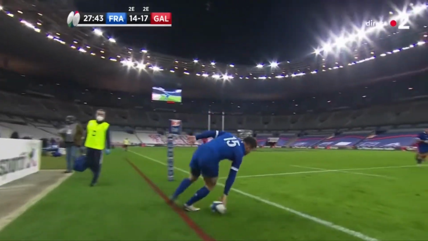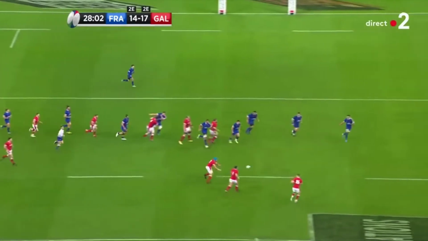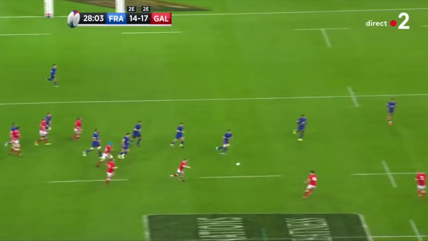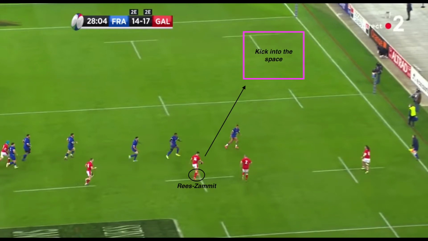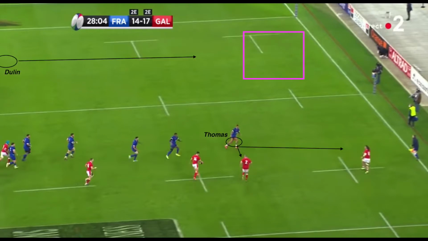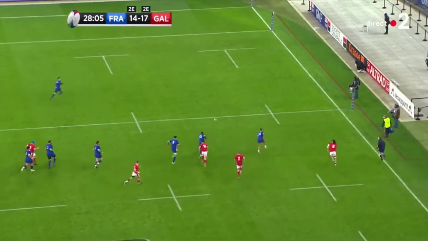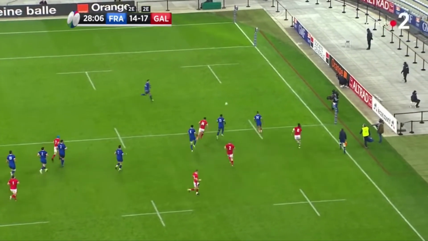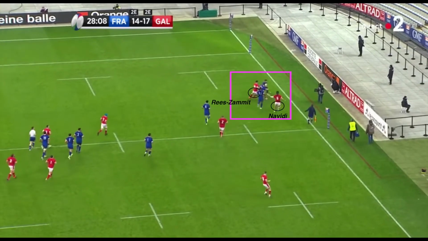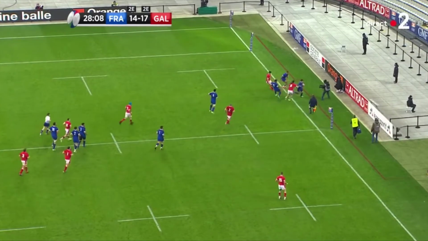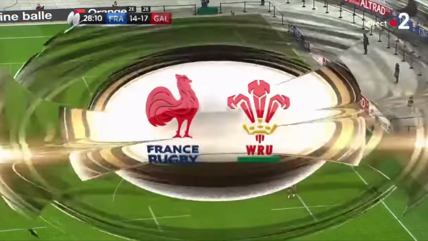But if we slow it down, we can see that Rees-Zammit has identified that Dulin wouldn't make it in time running past from the other half of the pitch, and Teddy Thomas pushed up to fill in the gap so that Wales can't play it through the hands out wide. The kick stays in play, and as people always say, the kick is only as good as its chase, and Navidi and Rees-Zammit are there to cover up the scraps and gain easy territory for Wales.